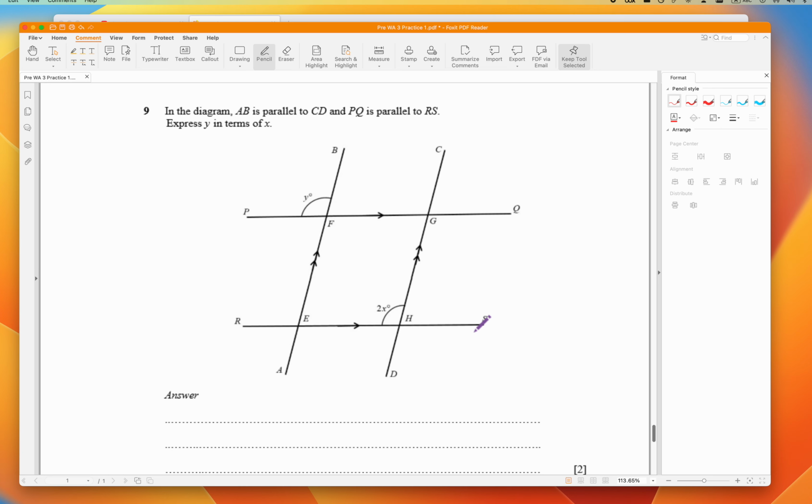Okay, good. This question is slightly different. Express y in terms of x. 2x equals what? Y. Why? How do you explain? It's 2 marks. Your one answer, let's say, is just 1 mark.